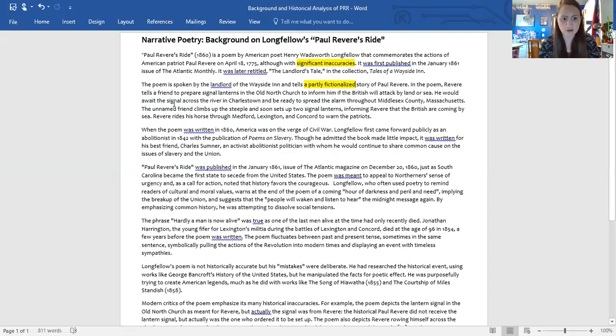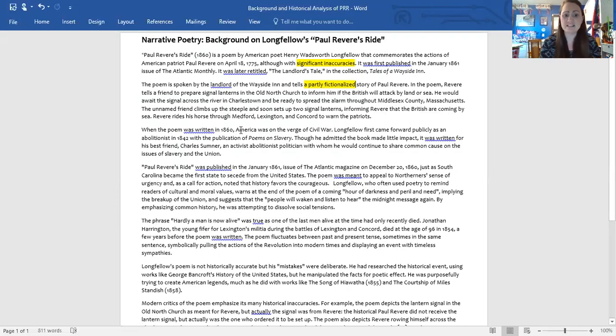He would await the signal across the river in Charlestown and be ready to spread the alarm throughout Middlesex County, Massachusetts. The unnamed friend climbs up the steeple and soon sets up two signal lanterns, informing Revere that the British are coming by sea. Revere rides his horse through Medford, Lexington, and Concord to warn the Patriots. And so this is kind of how the plot is moving. He's given the lantern, that climactic part where he's looking at the lights. He jumps on his horse. The following action being that he's riding through Medford and Lexington and Concord, and then, of course, the resolution.